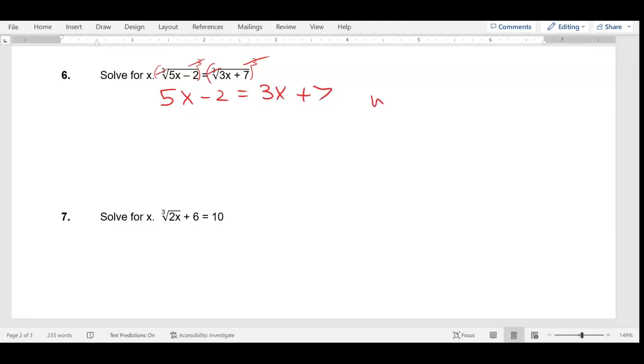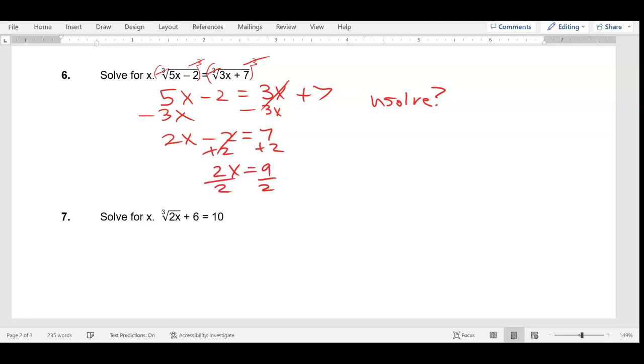You could solve it with menu 3-1, but hopefully you can solve this. You've got x on both sides. You get rid of the smaller x. Get rid of the loner. Divide to get rid of the coefficient. You get 9/2, or if you hit Control Enter, you get 4.5 as your answer. Okay.